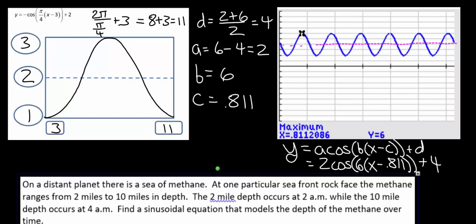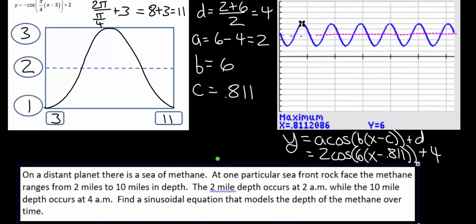Okay, so notice, looking at that graph, we took note of where the high point was, where the low point was, and we took note of what the period was, or how many cycles take place in a period, and then we took note of when the max occurs, or the x value where the max occurs. With that bit of information, we were able to write our model.